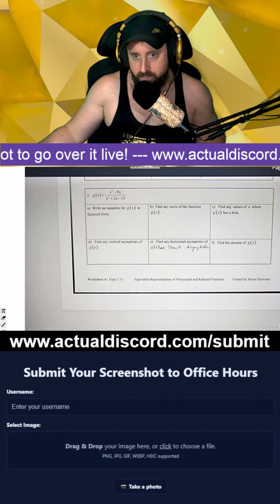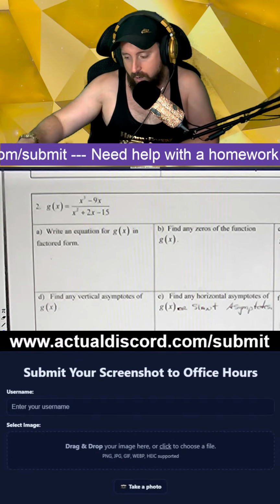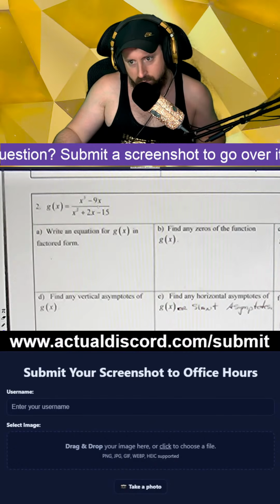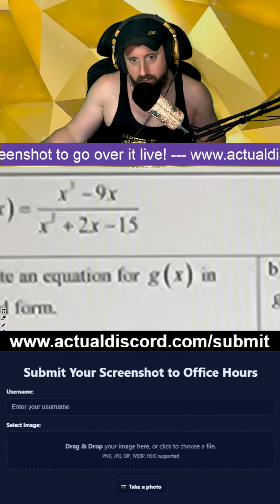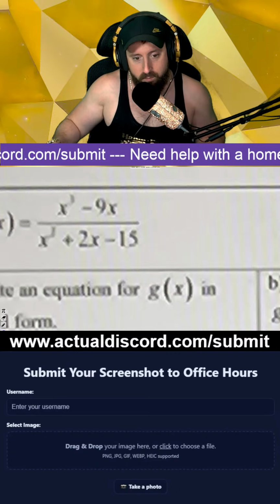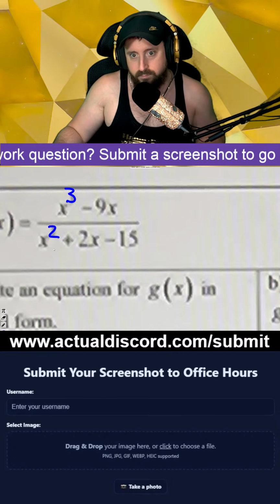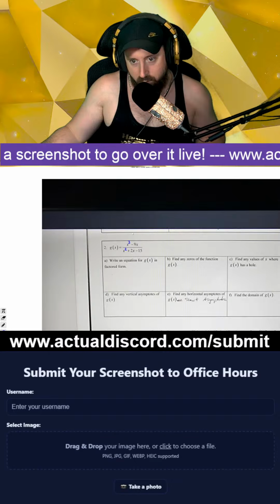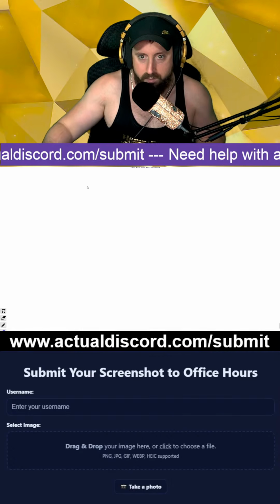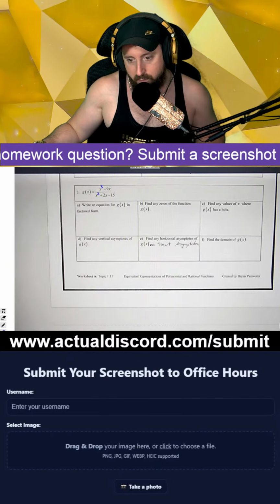All right. I assume this is the one you need help with, Coaster. Write an equation in factored form. Is this x squared? It's a little blurry. I'm trying to determine what this is versus this. It is x to the third. Cool, thank you. And is this x squared? Yep, cool. Okay, let me just do all these on something else. So x cubed minus 9x, over x squared plus 2x minus 15.